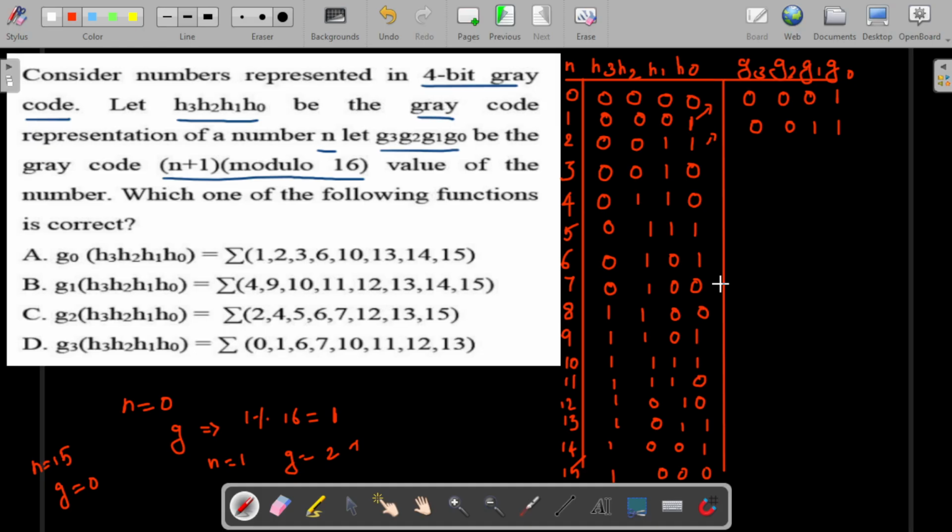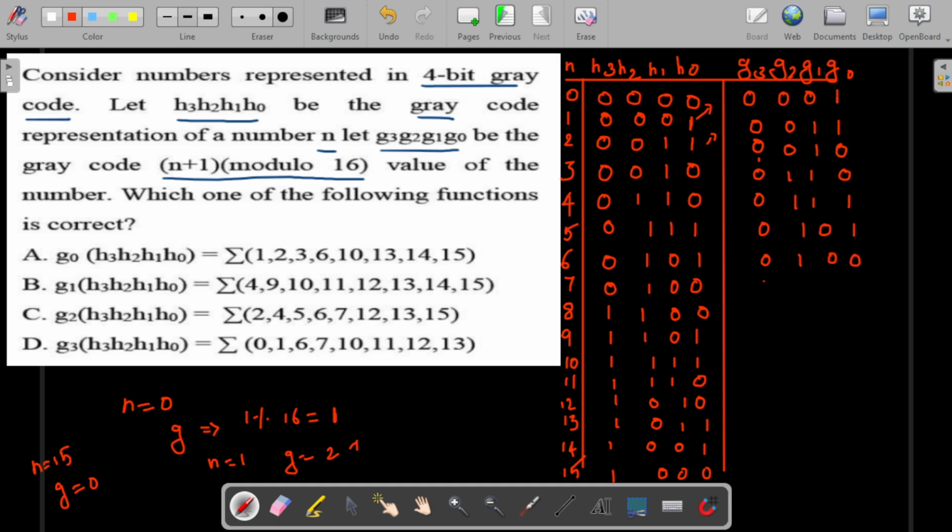So let me fill the table. For the third one, that is 0 0 1 0. For this one, that is 0 1 1 0. For this, 0 1 1 1, 0 1 0 1. So 0 1 0 0.